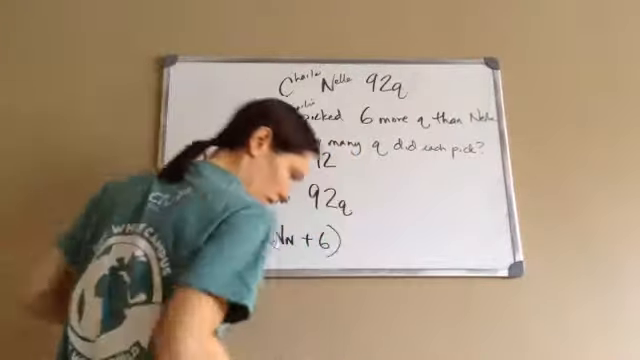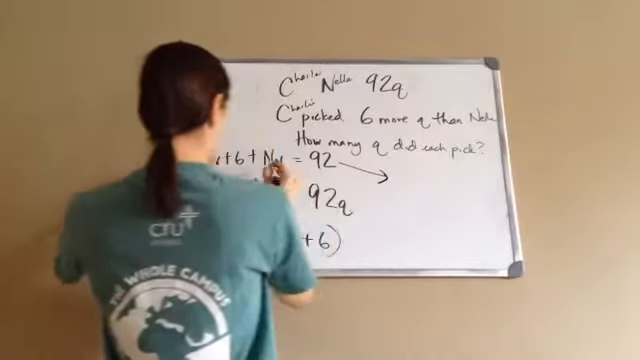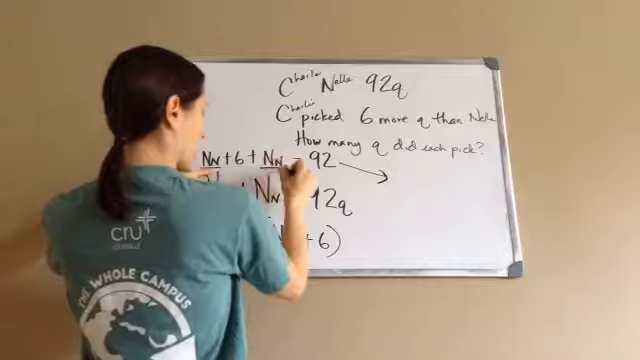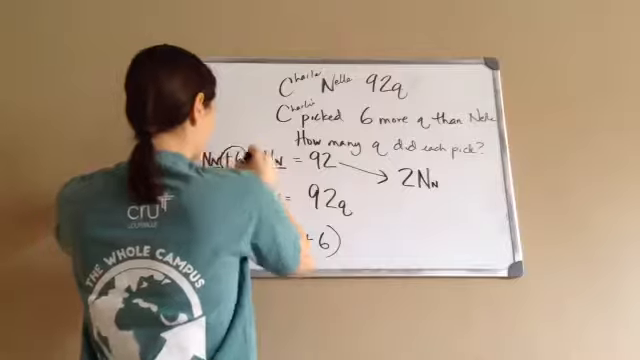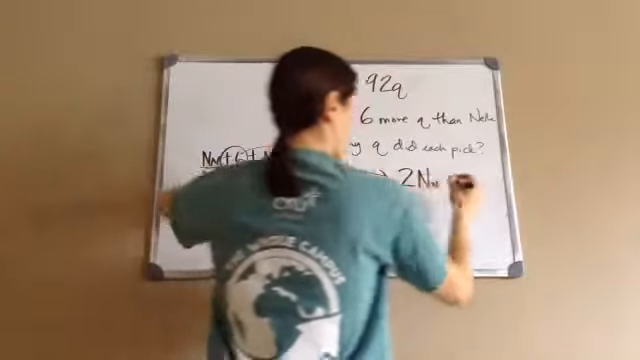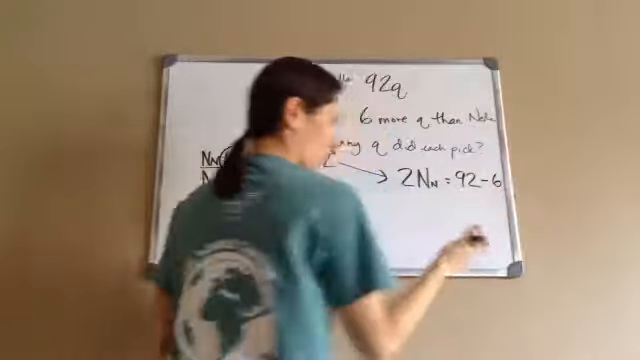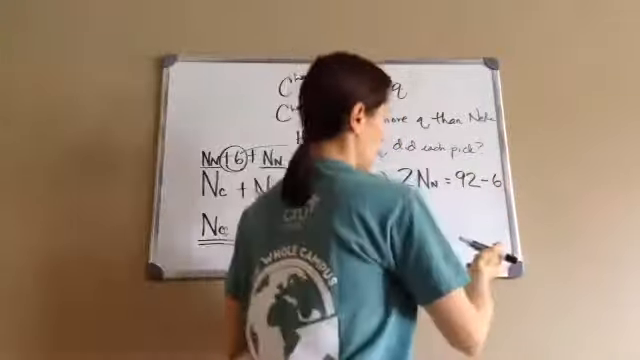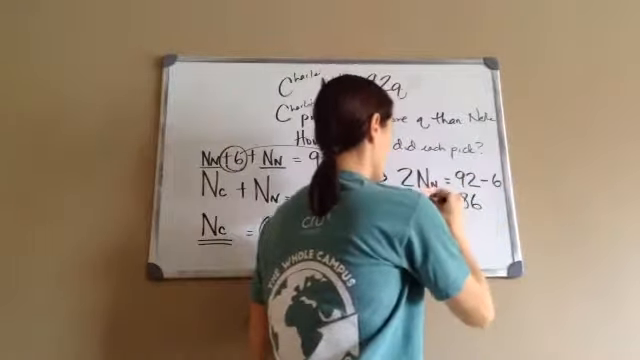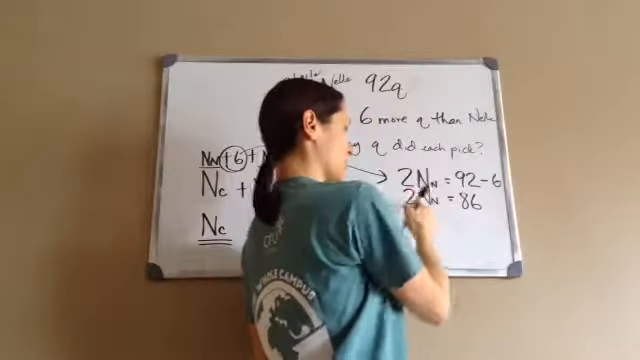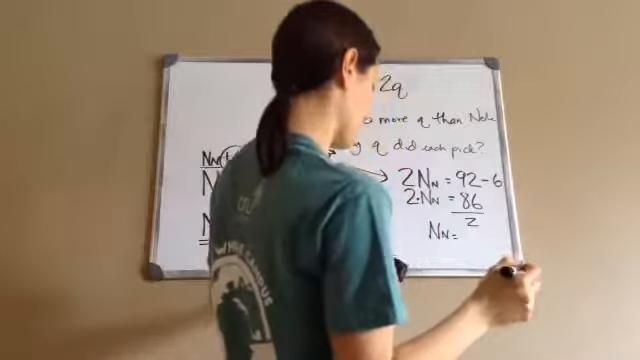Right? Alright, so now, let me move this over here. So now I'm going to add, I have one NN here and another NN, which makes 2 NN. And then I've got this plus 6, I need to move across the equals. So then I have 92, instead of plus 6, I'm going to go minus 6. Okay? Now, 92 minus 6 is 86. And then 2 NN, so that's divided by 2, and so NN equals 43.